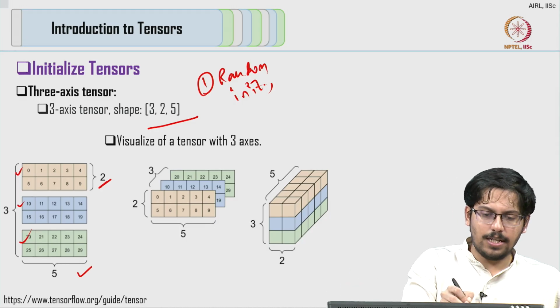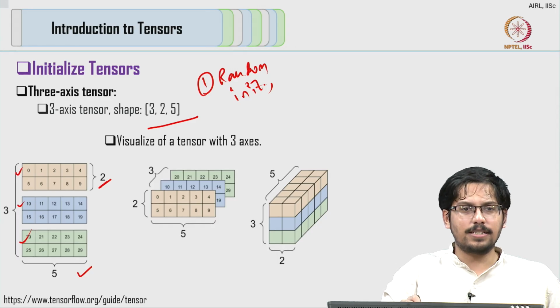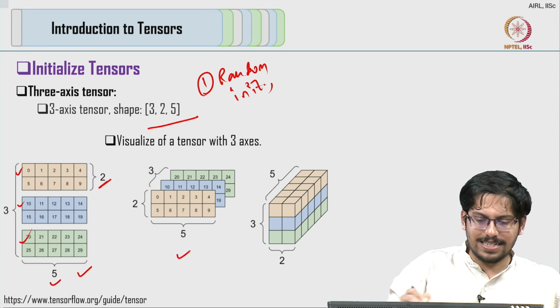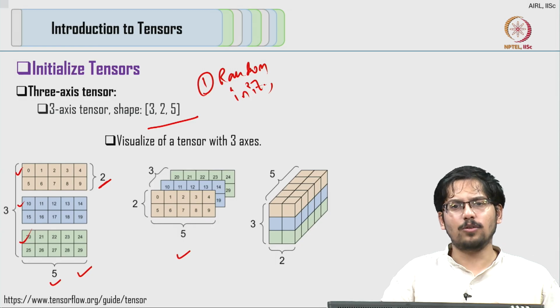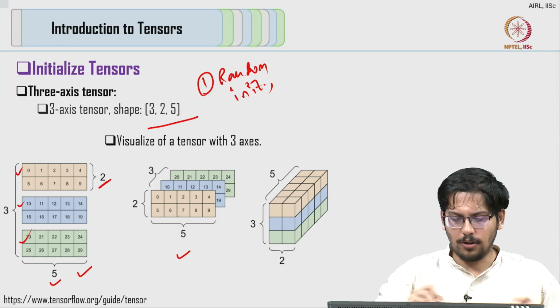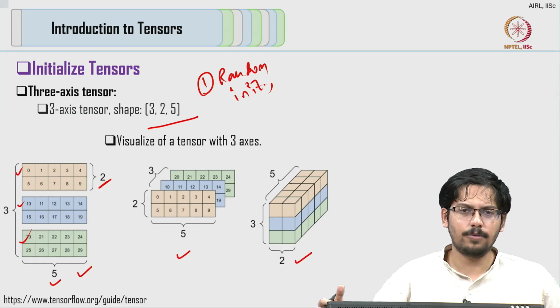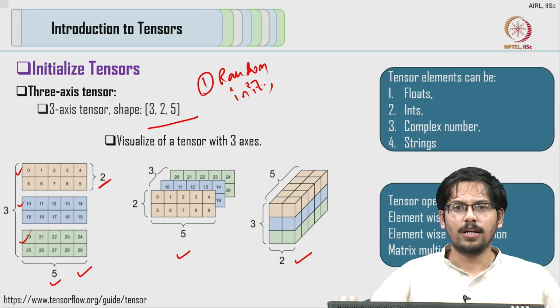Now, when the shape is 3, 2, 5, we can essentially visualize it in the first figure. We can essentially stack it and visualize it in the second figure, and once stacked we can change the view and we can observe it in the last figure, which is essentially the same tensor, which is a rank 3 tensor, but we are trying to look at it with different types of visualization, right.